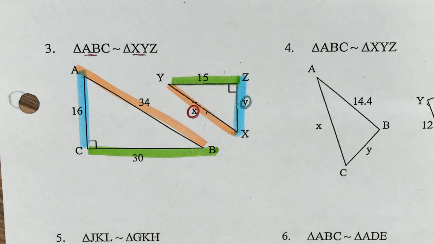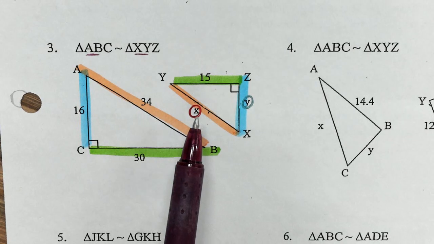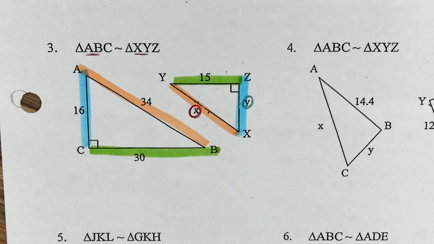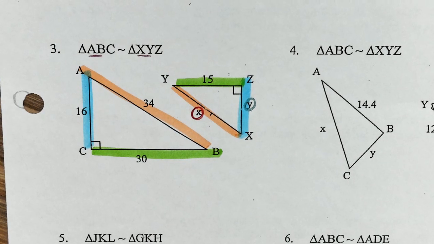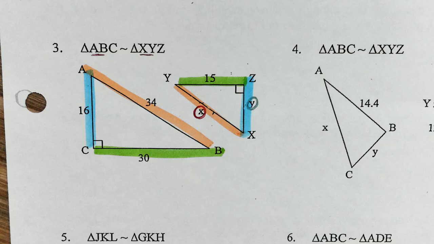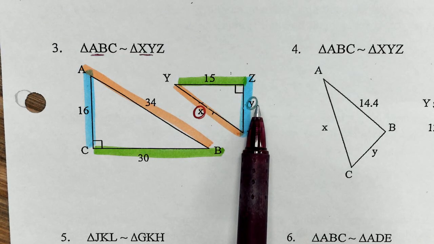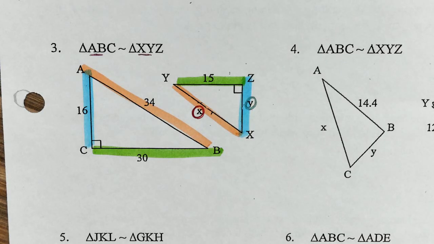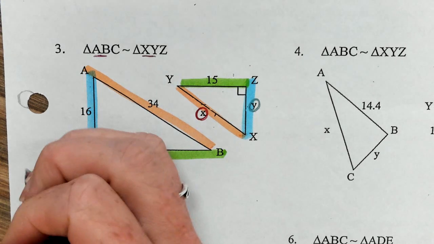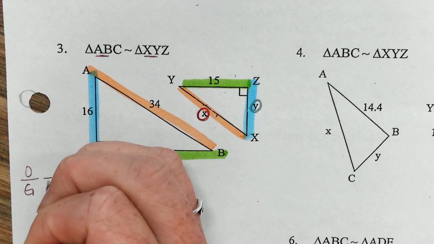What color on mine do I have to use if I'm solving for X? Orange. I have to use orange. And what color can I not use? Blue. I can't use blue because why? I have no idea what Y is. It's not going to help me. So I have to use orange and green. I am going to do orange over green.